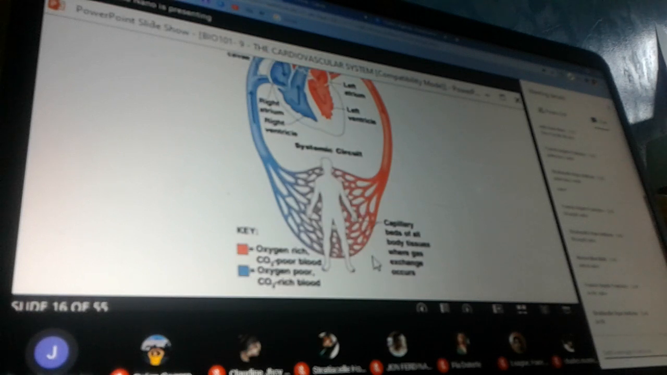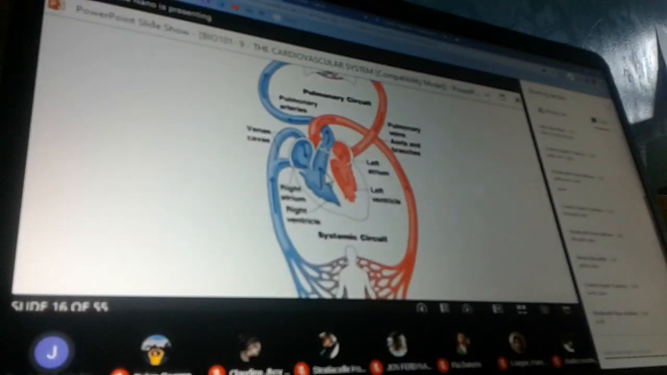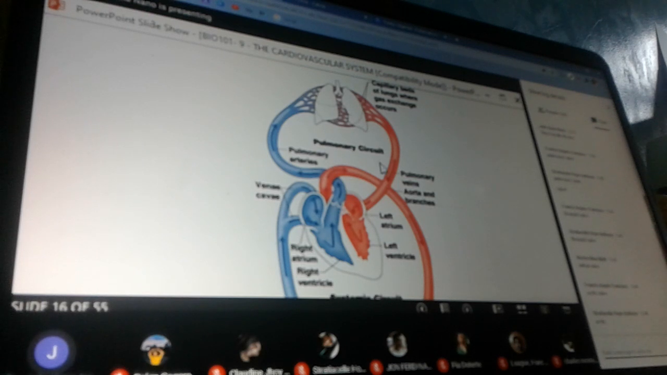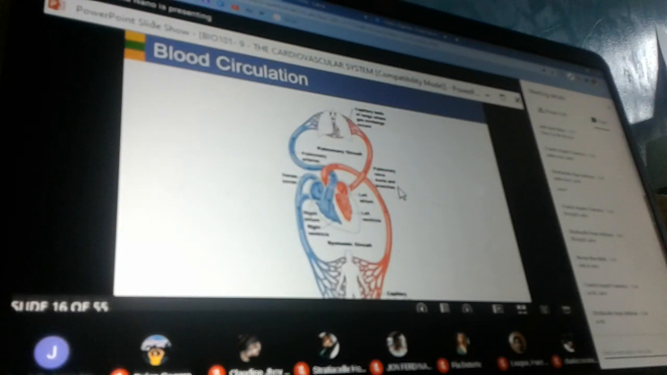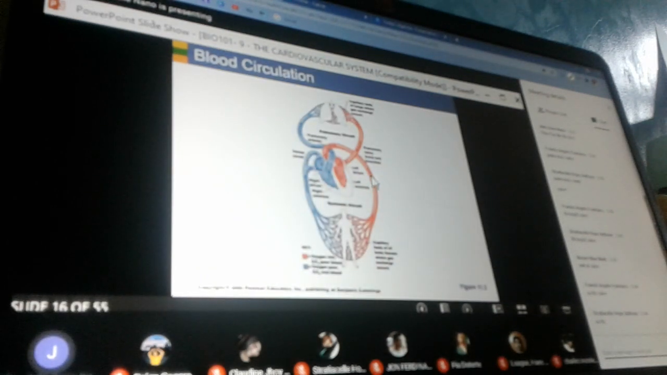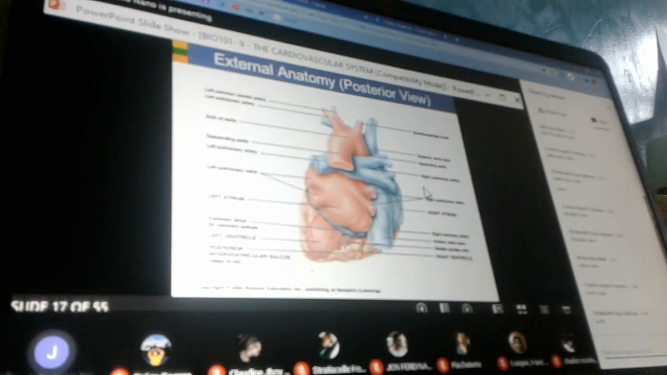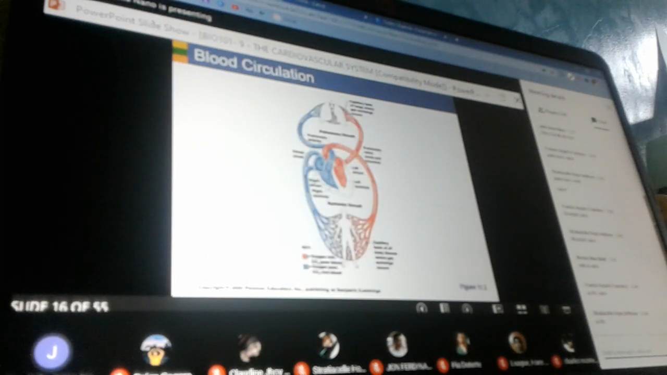Tapos, magkakaroon na ng gas exchange na naman sa ating mga capillaries. Okay? Nag-gets na yun, class? So, that is the systemic circuit as well as the pulmonary circuit. So, yun yung nangyayari sa ating heart, sa lungs, pati sa ating katawan. Okay? So, I hope na next, na gets nyo na yun. Okay?